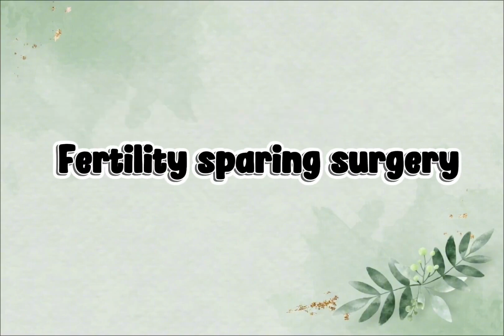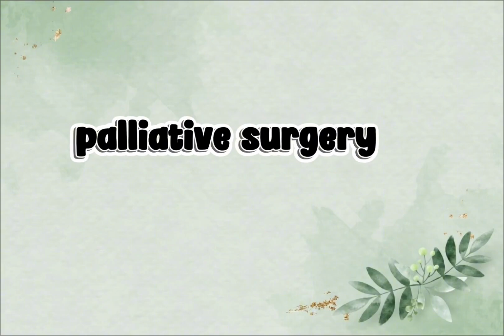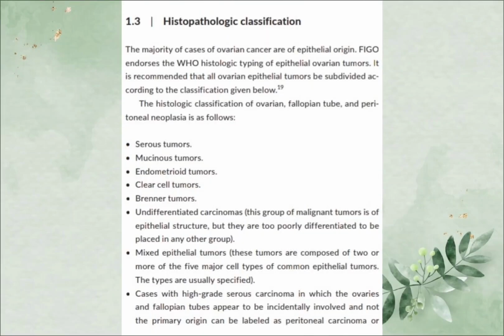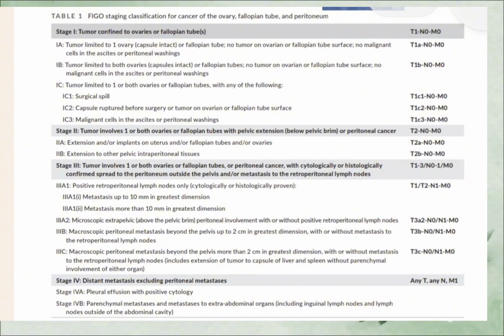Then fertility sparing surgery refers to the surgery in early stage disease and also in young patient who wishes to conceive. And palliative surgery is done in advanced stage. What are histopathological types of ovarian tumors? I have attached picture from the guidelines. And what are the stages of ovarian tumor? Both are taken from the guidelines.